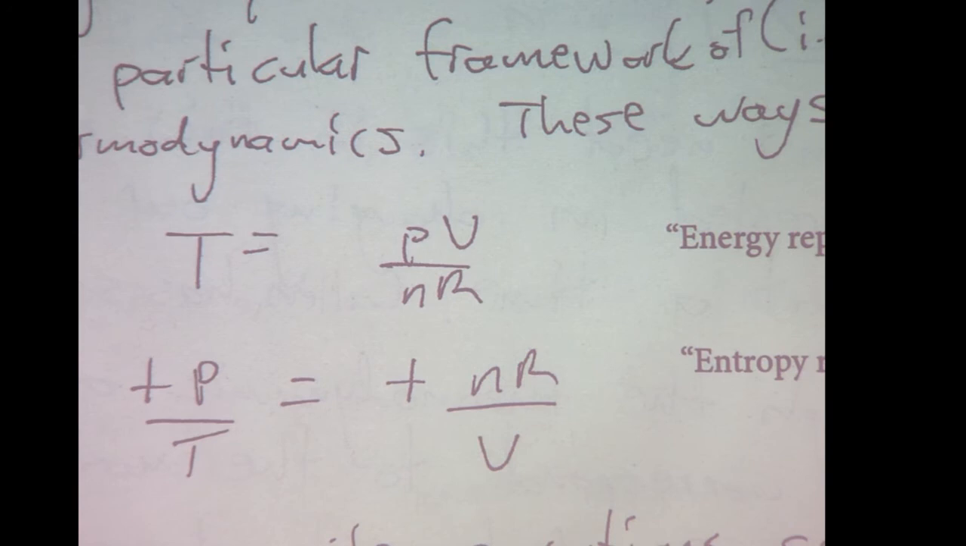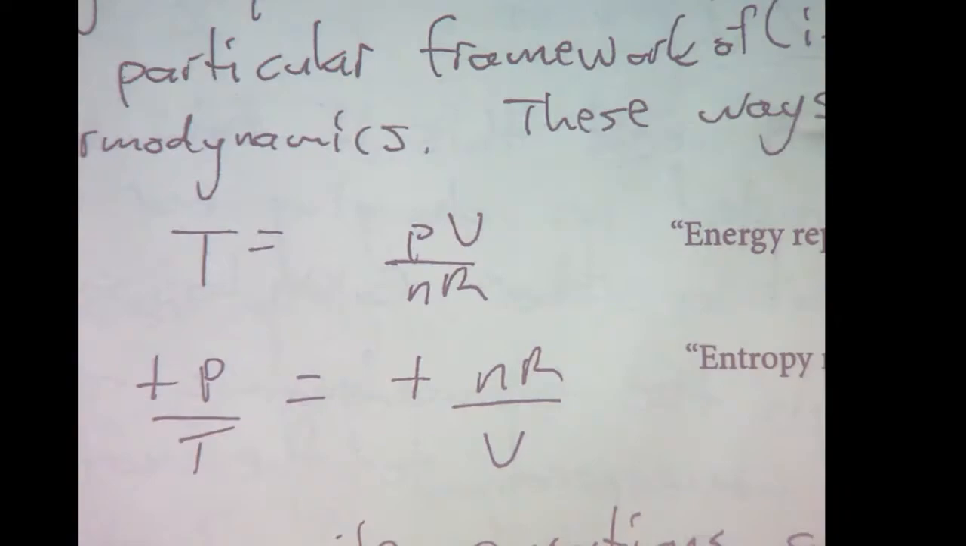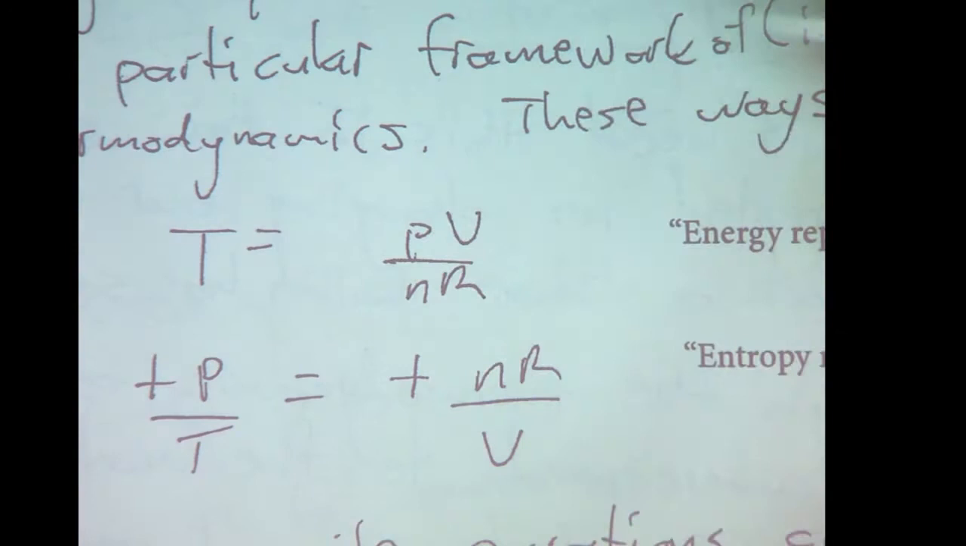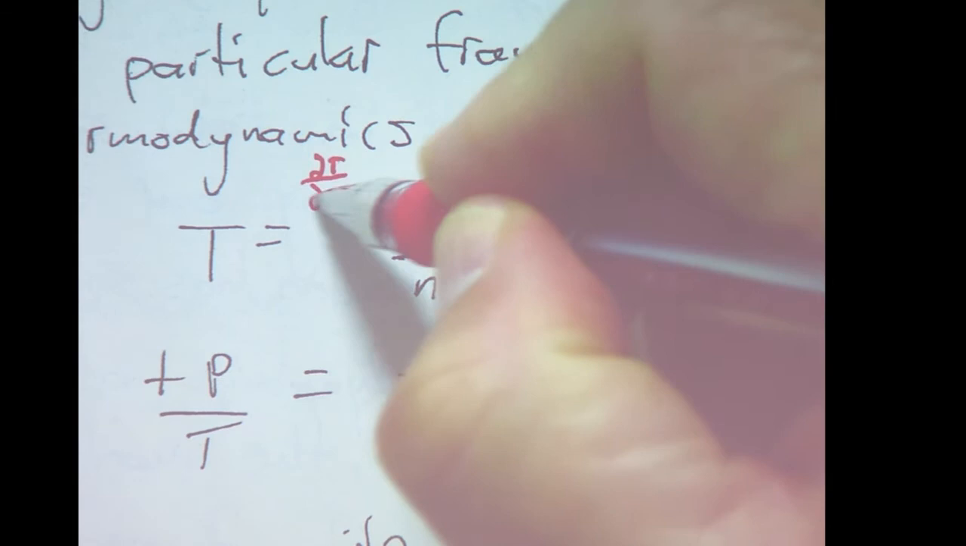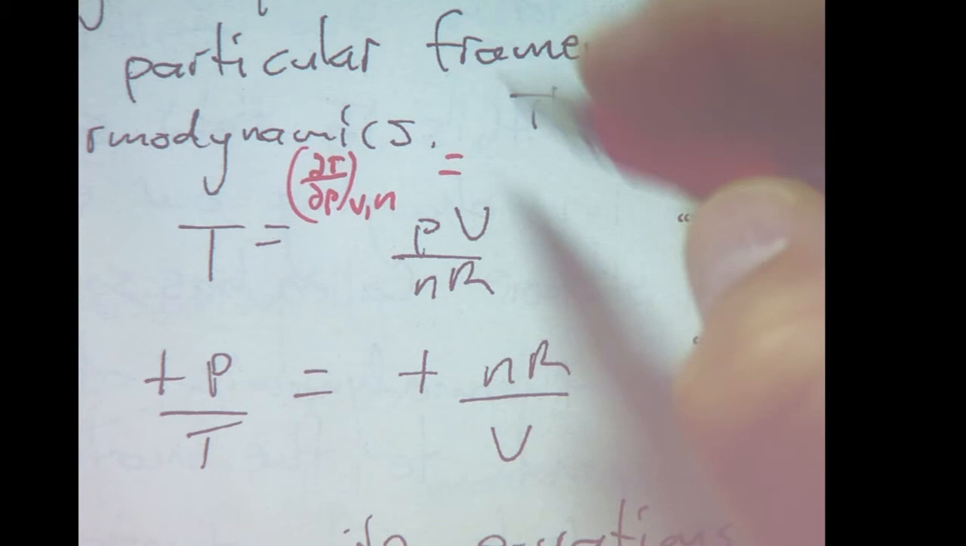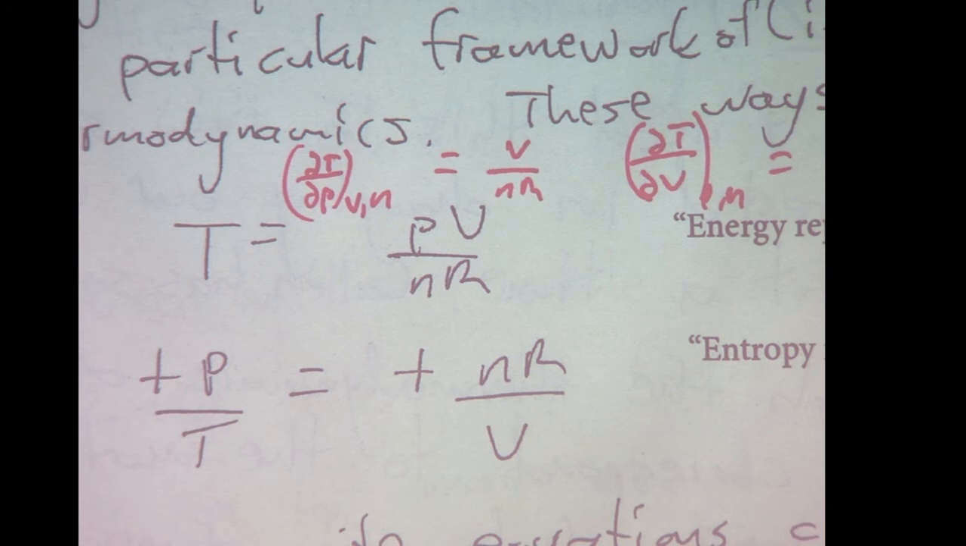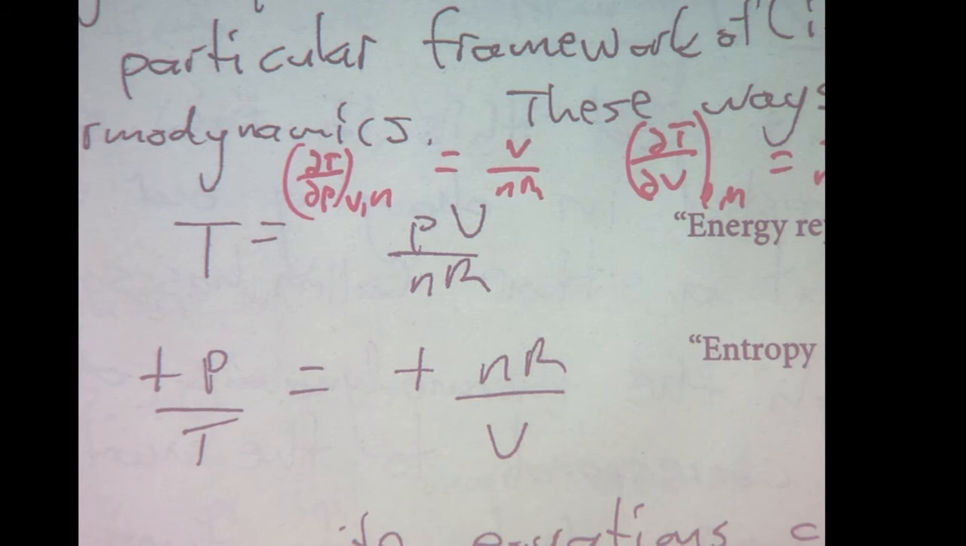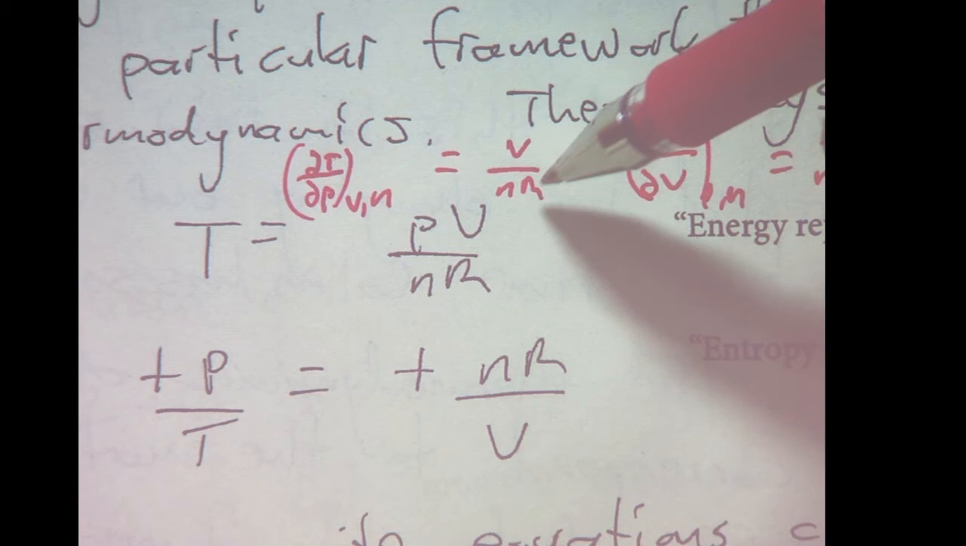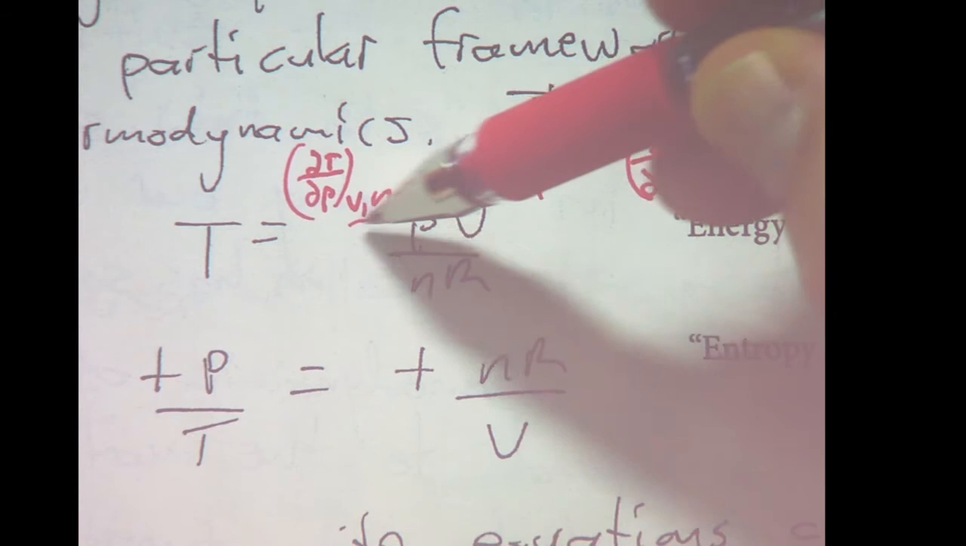For example, here we've got T as a function of P, V, N. If I go dT by dP at constant V and N, that's just V over NR. But if I go dT by dV at constant P and N, that equals P over NR, and these are completely different because of the P and V there. Quite often you would get a positive value for this one and a negative value for this one. So even with the same formula, depending on what you keep constant, you get different results. It's obvious because we are looking at the slope in different directions.